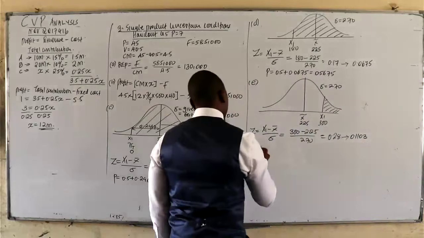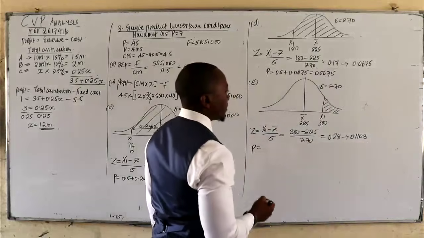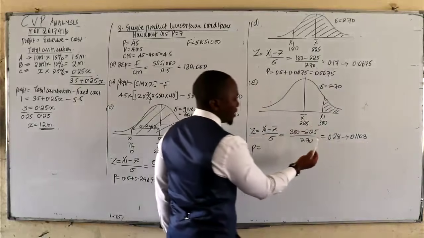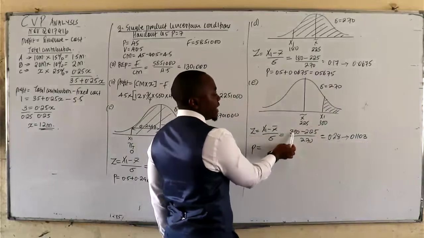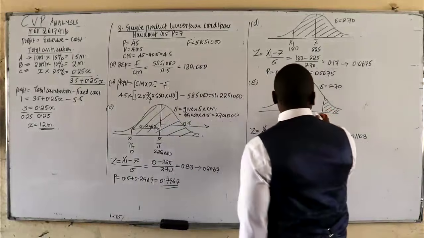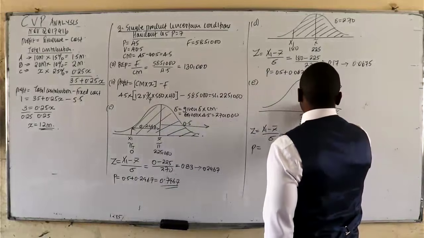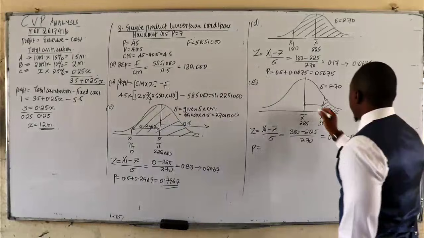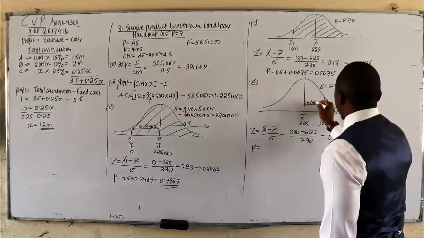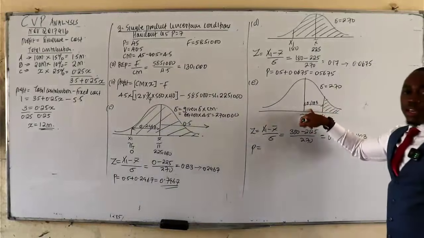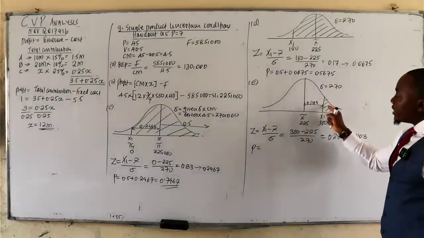So to get the probability, what we have computed is the probability between 300 and 225. This is what we have computed, and the probability is 0.1103. This is not the region of interest. We need the shaded area.